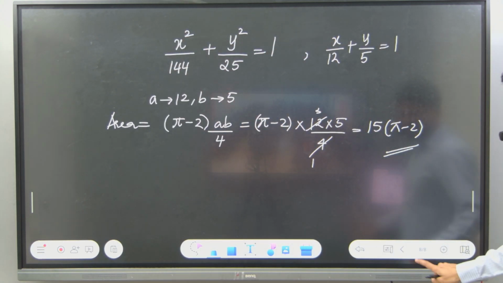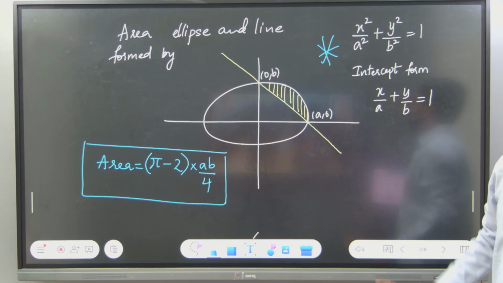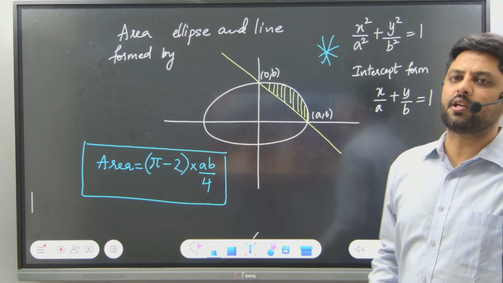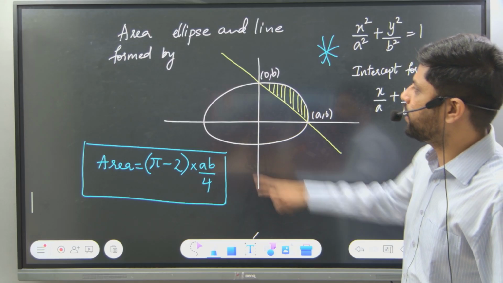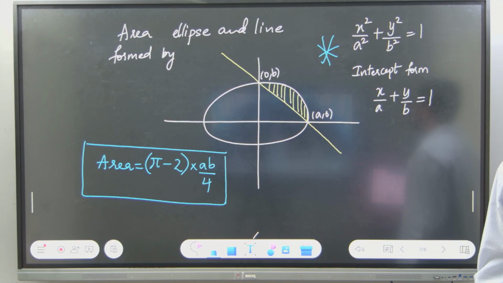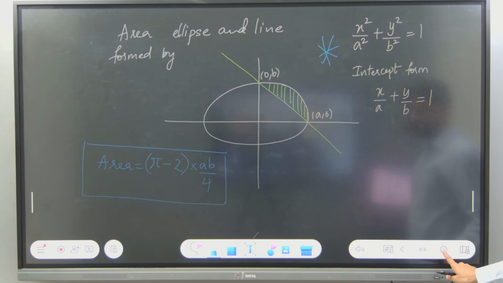Formula is one thing, but before that you need to understand the diagram. If you don't understand the diagram, there is no point of the formula. All right, students? Can we go next? All right, here we go. We will go next.